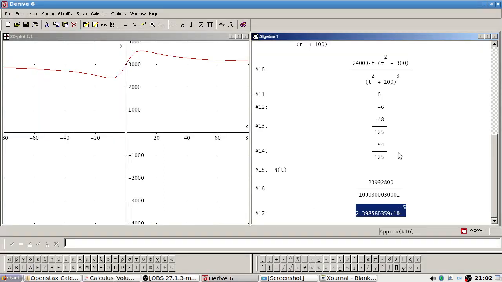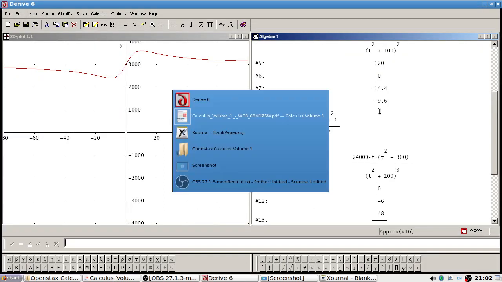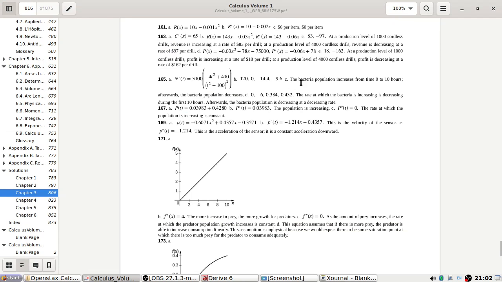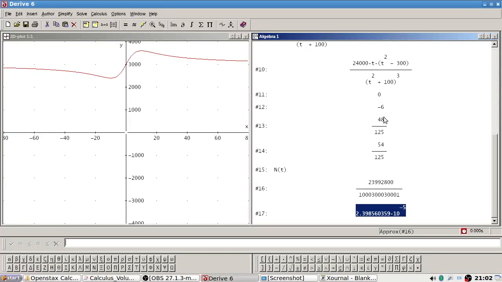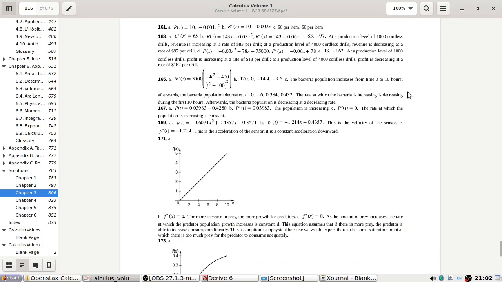Minus 9.6. Yeah, there's minus 9.6. And then I don't have 0 minus 6. Yeah, there it is. The rate at which bacteria is increasing is decreasing. Yeah, yeah. Okay, that's fine. That's fine. And then we'll do one more.